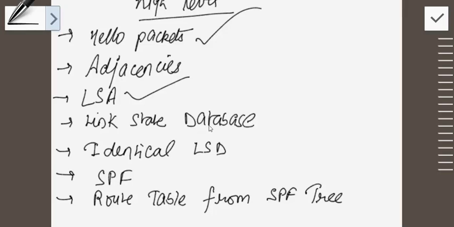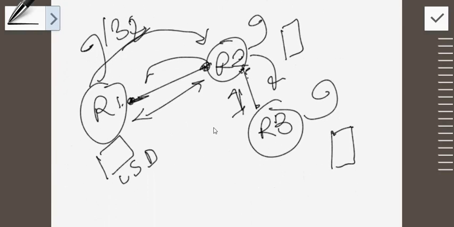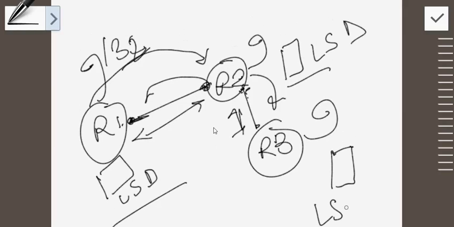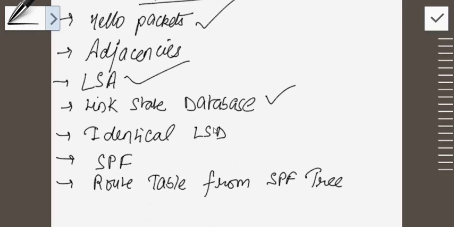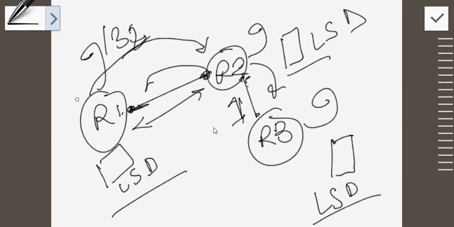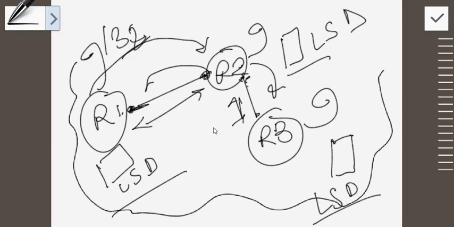That is the fourth point in the features of OSPF, that they have a link state database. Now, once they have a link state database, this database is going to be unique. A very important key point of OSPF is an identical link state database. This link state database will remain unique within a particular area. If the routers belong to a particular area, the link state database is going to be the same.